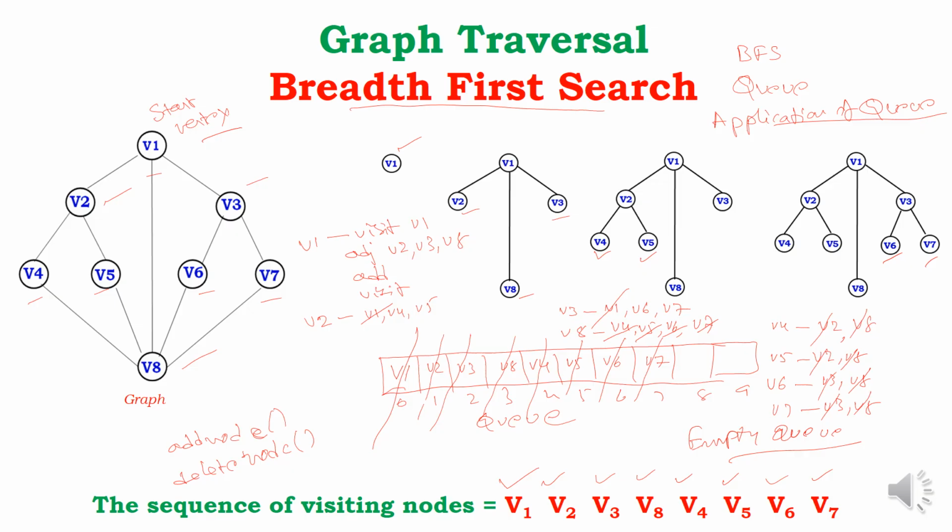So all nodes have been visited in the order V1, V2, V3, V8, V4, V5, V6, V7. For traversing nodes in the breadth first search method, we use a queue. In this way, we can traverse or visit the nodes from the start vertex to all other nodes. All the nodes of the graph have been visited using breadth first search, which uses a queue. Breadth first search is an application of queue.